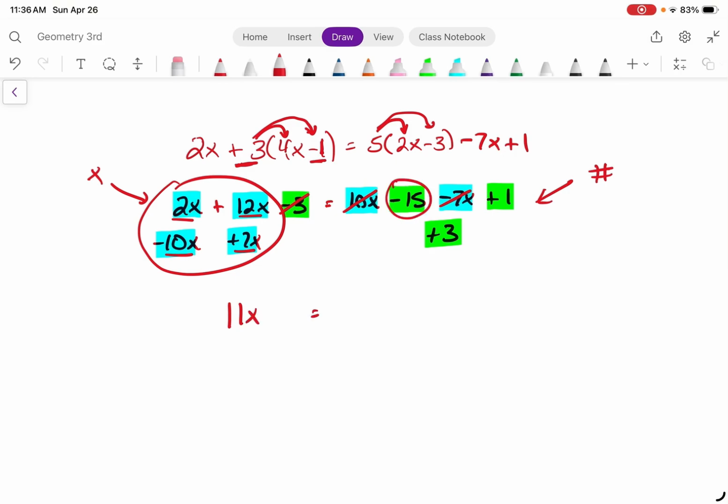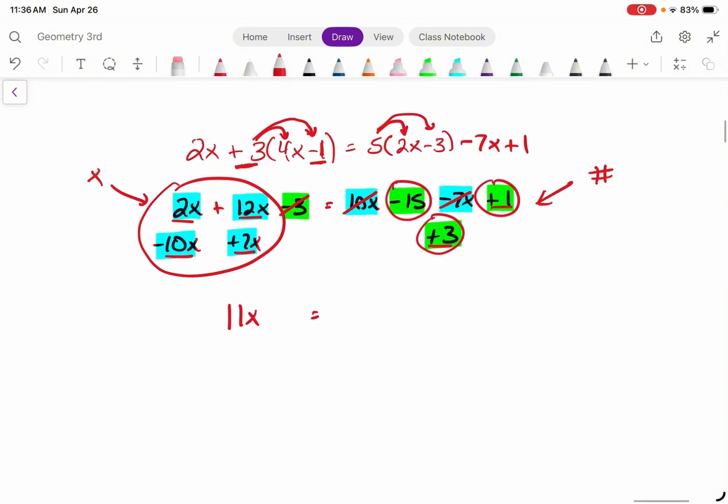The negative 15, the positive 3, and the positive 1, it doesn't matter what order you combine them in. I'm going to do 3 and 1 is 4. Negative 15 and 4 is negative 11.